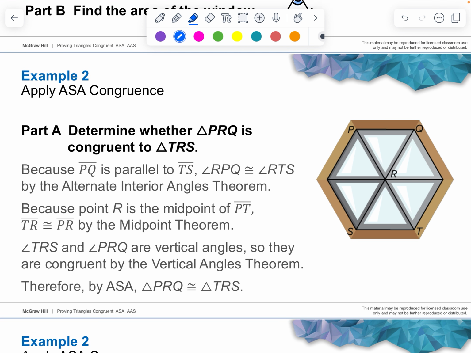Because PQ is parallel, RPQ is congruent to RTS. That's your first fill in the blank, by alternate interior angles theorem. Because point R is the midpoint of PT, then TR is congruent to PR by the midpoint theorem. Yep. And TRS and PRQ are vertical angles. Yep. So they are congruent by vertical angles theorem, and therefore by ASA, the triangles are congruent. So there's our fill in the blanks.